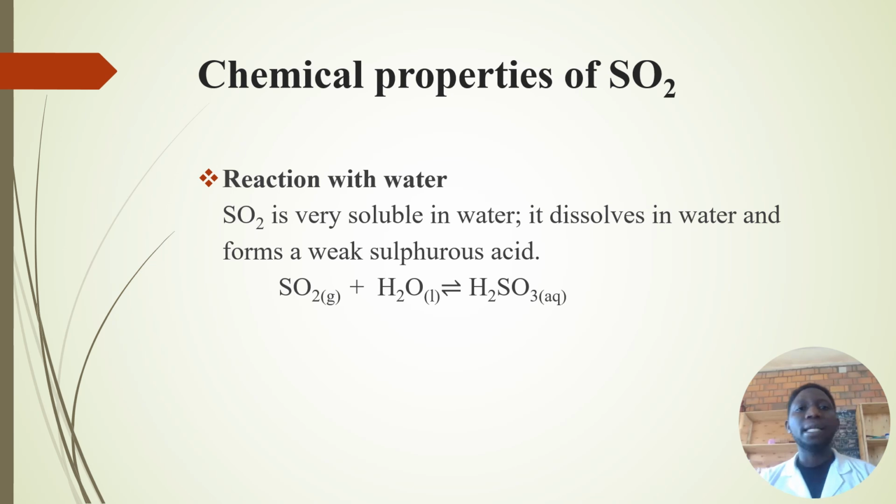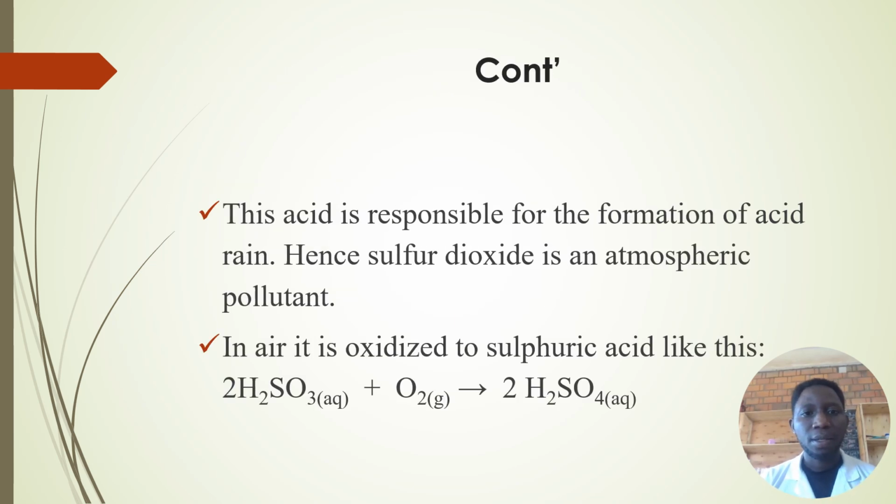Let's continue with the chemical properties of sulfur dioxide, how this gas reacts in different ways. First, this gas reacts with water. Sulfur dioxide, remember, is soluble in water. It dissolves in water and forms a weak sulphurous acid. Remember, this acid is what makes acid rain. When sulfur dioxide dissolves in or is mixed with water, it produces sulphurous acid. This reaction is reversible. This acid, sulphurous acid, is responsible for the formation of acid rain, as we have said.